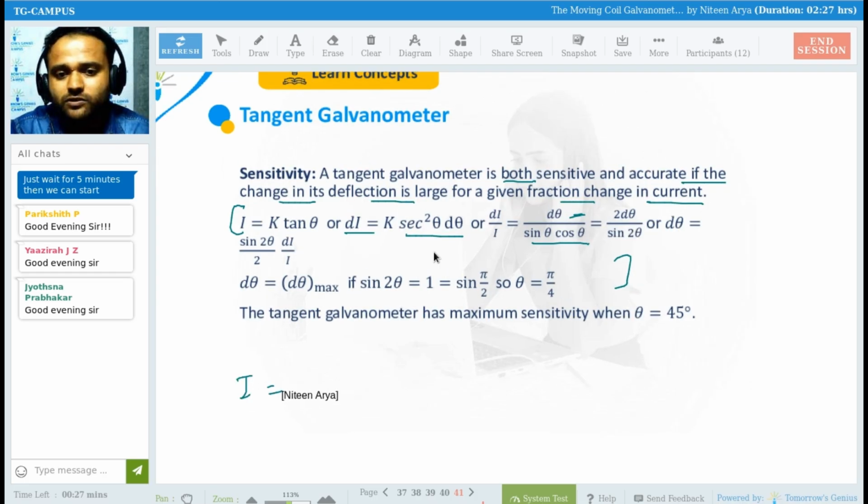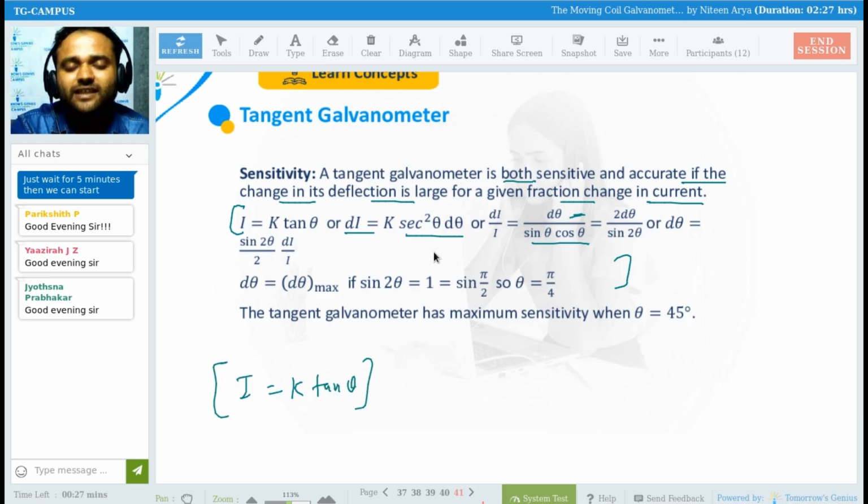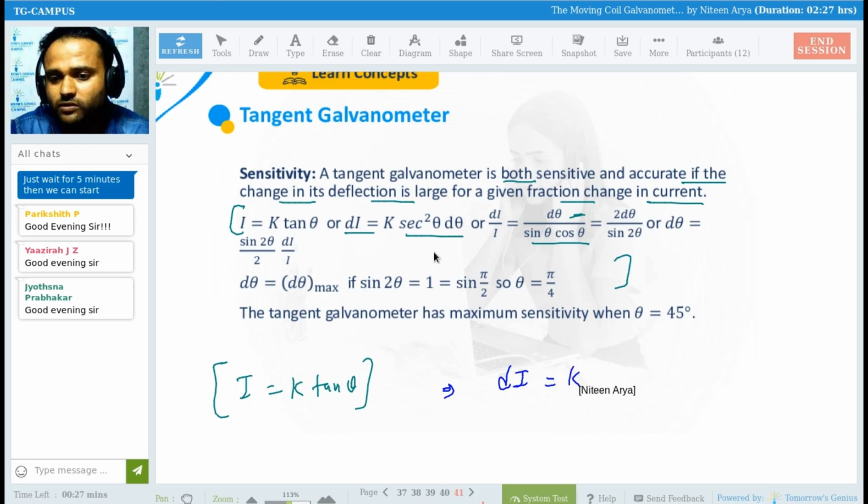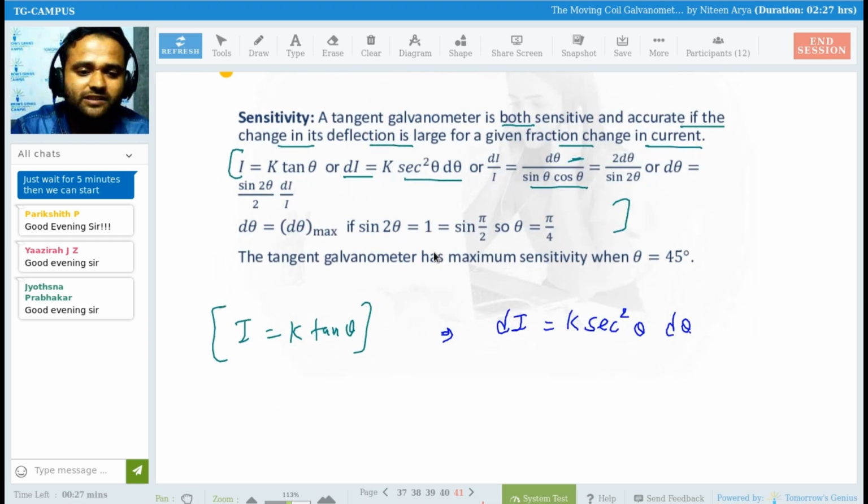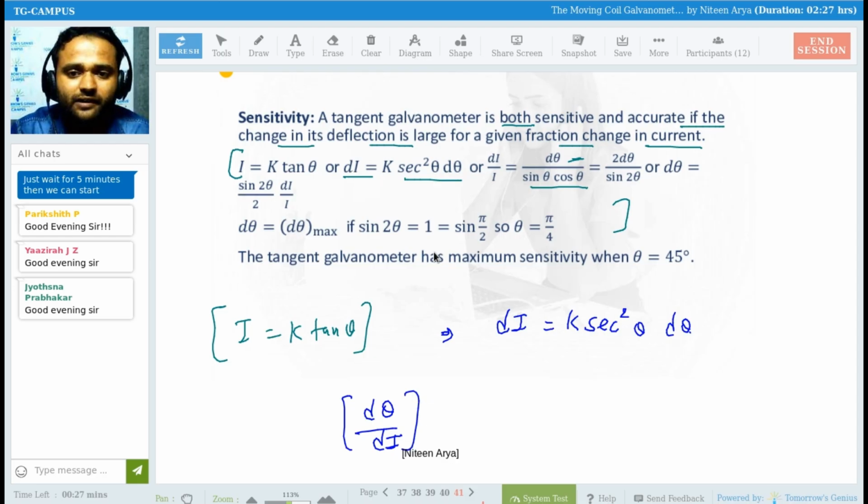But as we know, I equals K tan theta here, and sensitivity is what? dI upon d theta, right? So if I am doing the differentiation on both sides, dI equals K sec square theta d theta. Or in general, what is my sensitivity? d theta upon dI, change in deflection to the change in current, or dI by I, change in small current per unit current, change in small deflection to the deflection. When we do all this, d theta becomes sin 2 theta upon 2 into dI by I.